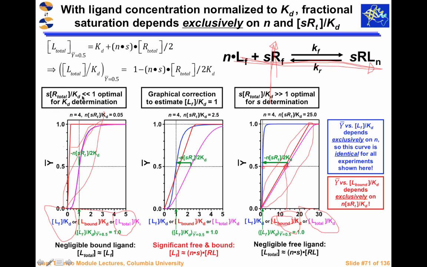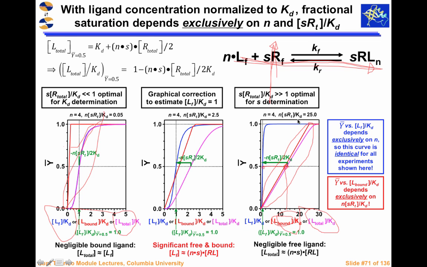And once we normalize to KD, if the receptor concentration is very small compared to KD, in this regime, the bound ligand is always small compared to the free ligand. The fractional saturation versus total ligand is more or less the same, right? It's very similar. Under this condition, the total ligand is more or less equal to the free ligand, because the bound ligand is insignificant on this concentration scale.